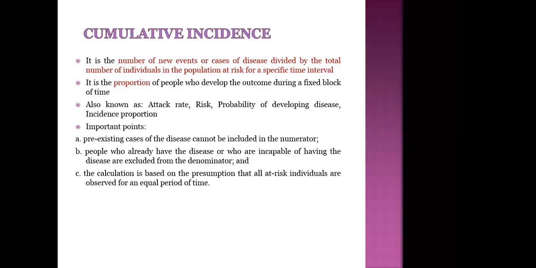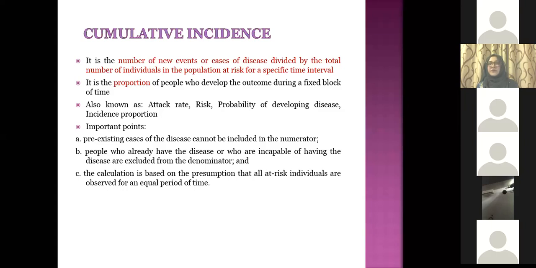So the patients who are at risk do not have the disease, and they are at risk of acquiring the disease. For the denominator, you have to make sure that the individuals do not have the disease, and are at risk of acquiring it. But for the numerator, you have to include the number of new cases of disease in the population.